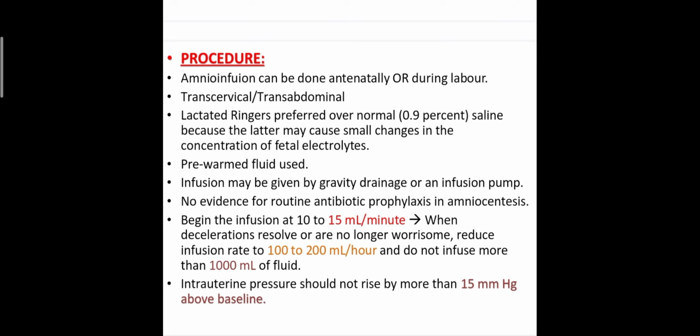So it is a procedure you do in case of oligohydramnios, meaning less amniotic fluid in the womb of the mother who is pregnant, and it may be done during the delivery or before the delivery. So with this we have finished amnio infusion.